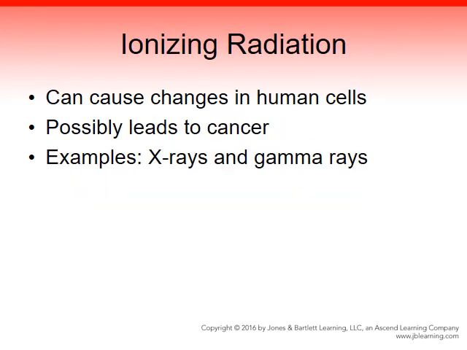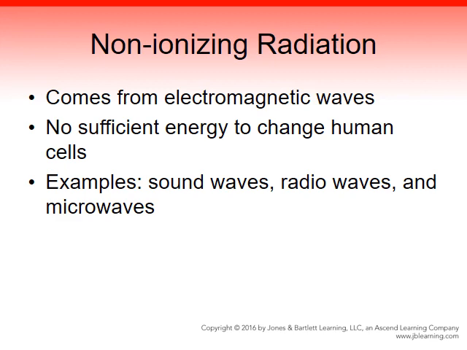What is ionizing radiation? Basically, ionizing radiation is radiation that can cause changes in your human cells, which could possibly lead to cancer. Good examples are, of course, X-rays and gamma rays. Non-ionizing radiation comes in the form of electromagnetic waves, and there is not sufficient energy to change the human cells. Examples of non-ionizing radiation can be sound waves, radio waves, and microwaves.